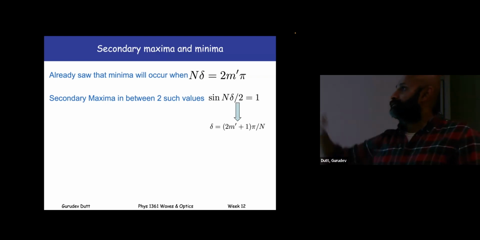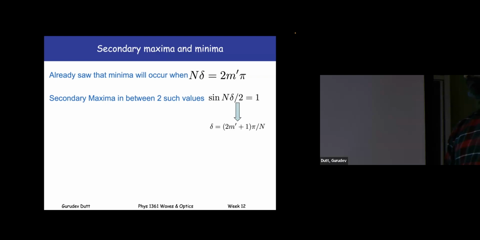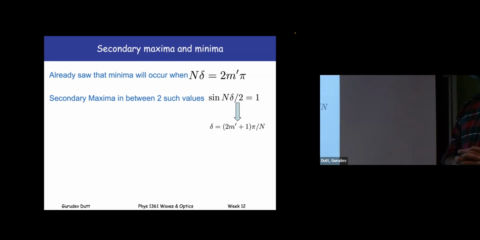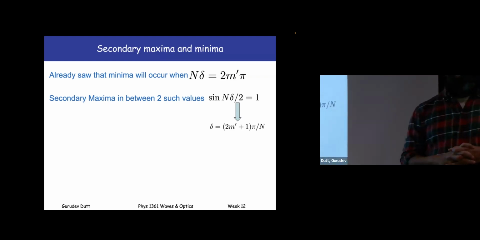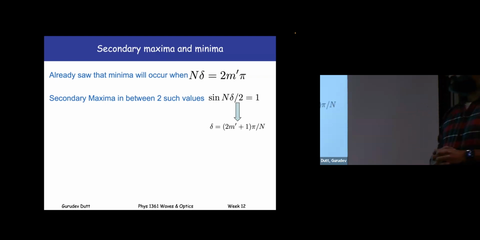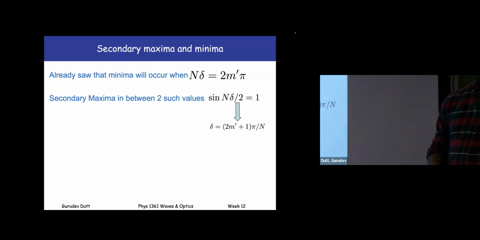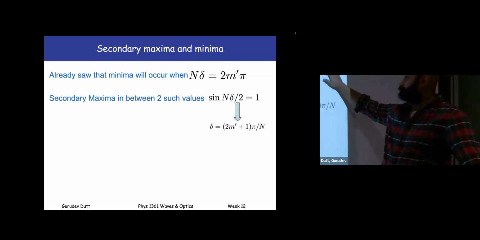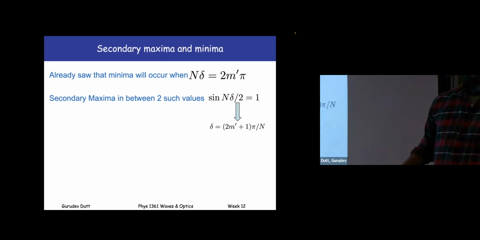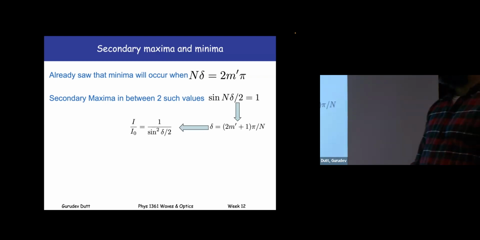Okay, so this is very important. Just notice this because this is a common problem that you'll get in homeworks and tests and so on. So the secondary maxima is in between 2 of these minima, and that is just 2m prime plus 1 pi divided by n. When this numerator is 1, the denominator is not. It is some small value. So we can even calculate what that value is.